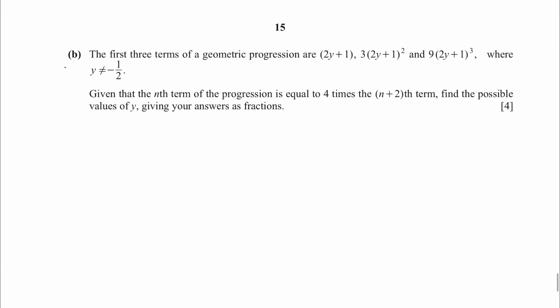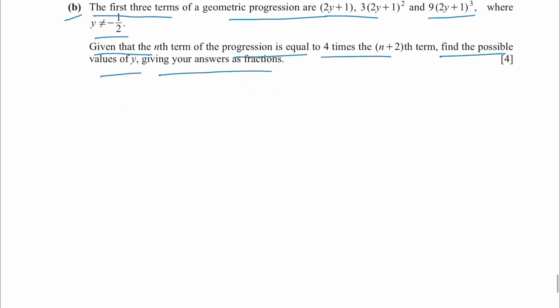Now moving on, we have our part B: the first three terms of a geometric progression are 2y plus 1, 3 into (2y plus 1) whole squared, and 9 (2y plus 1) whole cubed, where y is not equal to negative 1 over 2. Given that the nth term of the progression is equal to 4 times the (n plus 2)th term, find the possible values of y, giving your answer as a fraction.